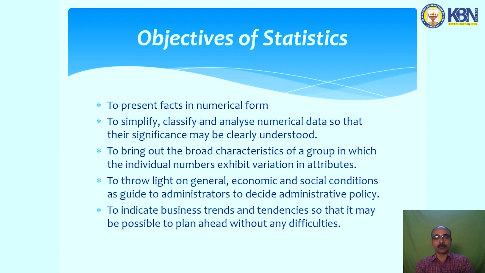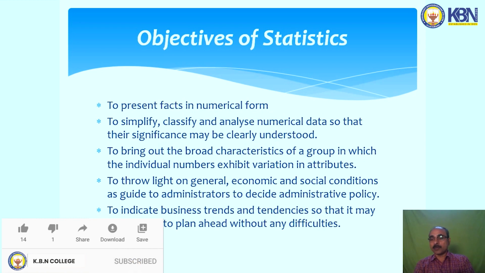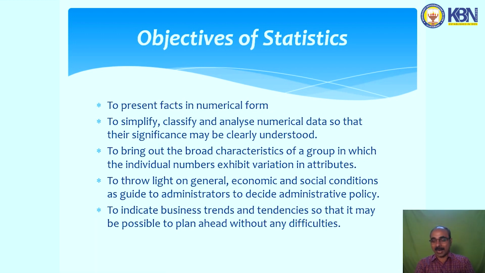Likewise, when you go into the third point, to bring out the broad characteristics of a group in which the individual numbers exhibit variation in attributes. That means when you go through the data, we can find a number of findings from that data. Broad characteristics means, suppose poor group, not clever group, we have to look into that group. When we look into that group, we have to understand how far they are capable of.